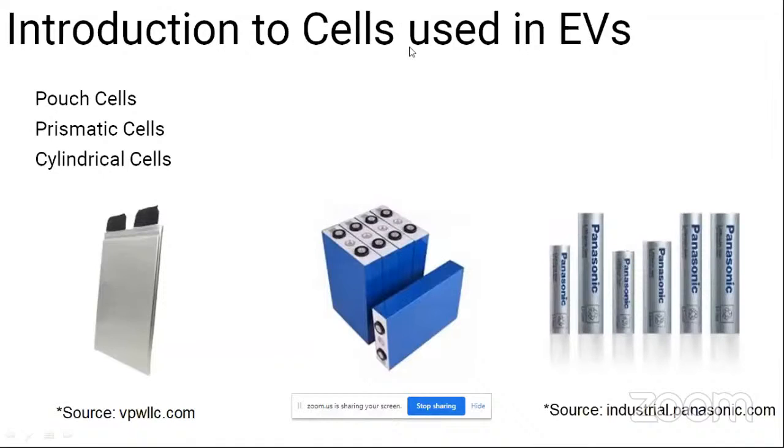Now we are moving to the introduction to cells used in EV. Which kind of cells are people using in the industry to make a battery pack or to make an electric vehicle? So normally people are using pouch cells, prismatic cells and cylindrical cells. These three types of cells are mechanically used to make a battery pack for an EV.